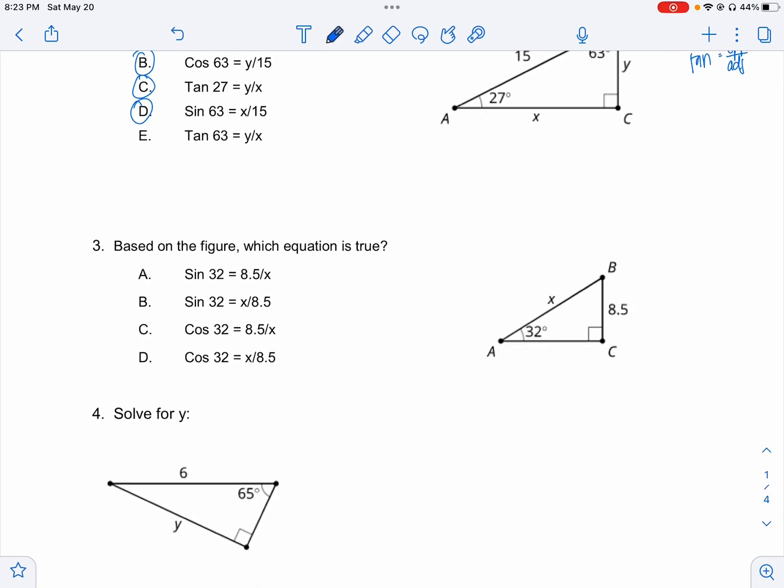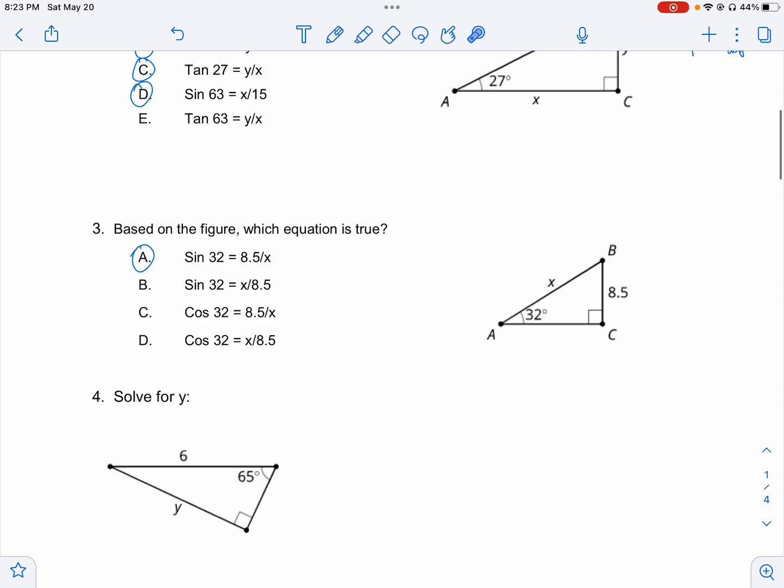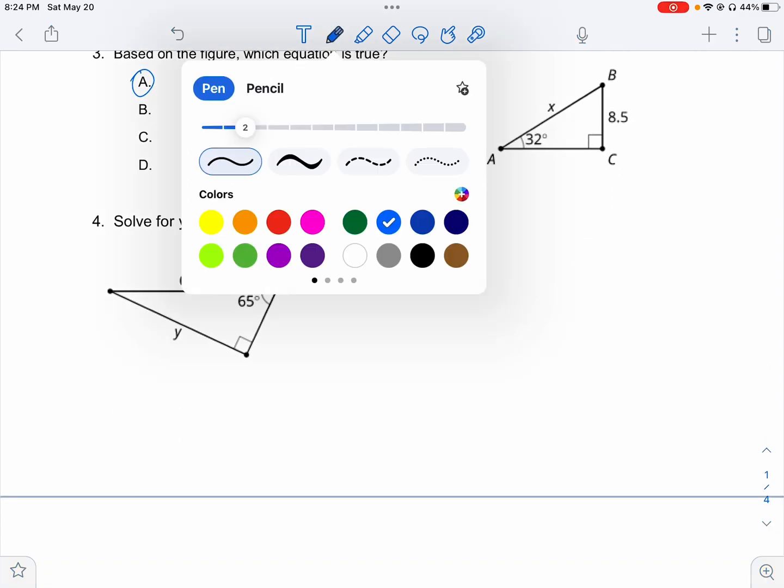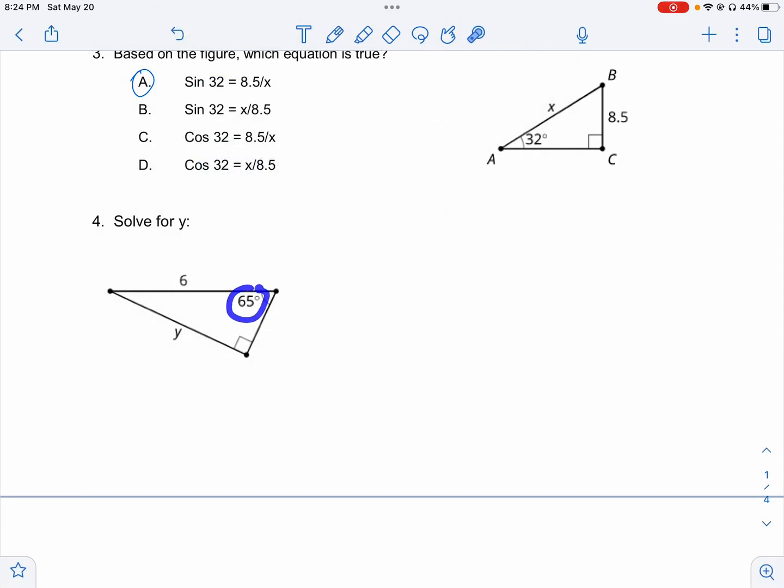Based on this figure, which equation is true? Sine of 32 degrees is equal to 8.5 divided by x. That is true. And obviously sine of 32 is already 8.5 over x, so it can't be x over 8.5. Then cosine of 32 has to be adjacent, which does not have a label, so that means that A is the only correct one.